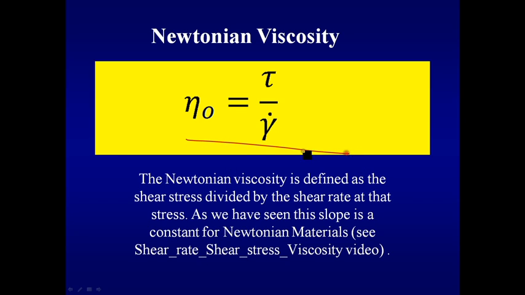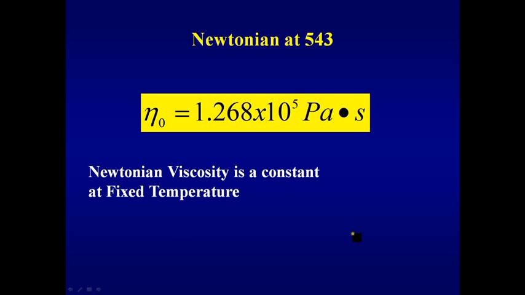This is a Newtonian viscosity definition. It's equal to the shear stress divided by the shear rate, and we have demonstrated how these different functions come about in a previous video: shear rate, shear stress, viscosity. For Newtonian at 543 degrees K, the viscosity in this particular system is a constant at 1.268 times 10 to the 5th Pascal seconds, and this is of course at a fixed temperature.